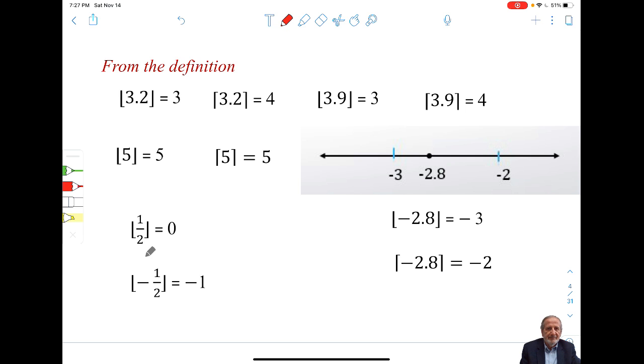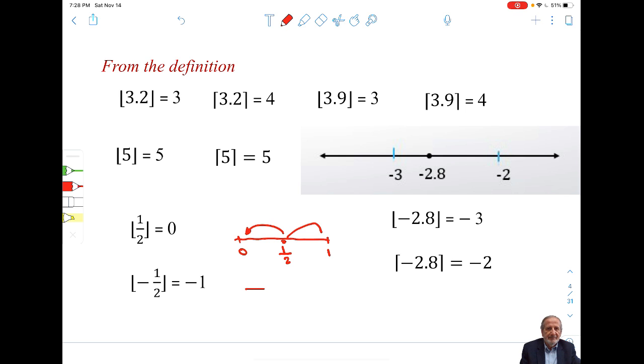The floor function of 1/2 is 0. So if you put your 0 here, 1 here, and this is your x, 1/2, the floor function of 1/2 is 0. The ceiling function of 1/2 is 1.